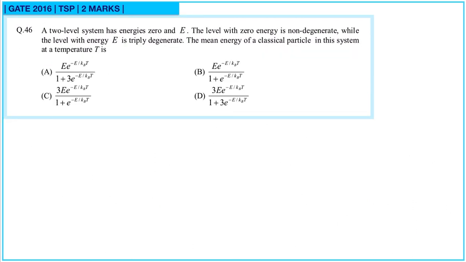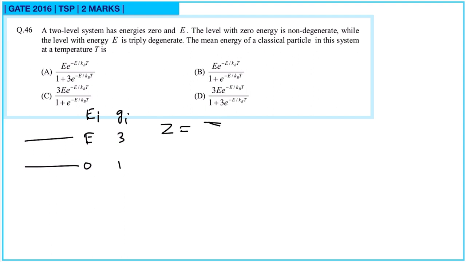Next question. 46. A two-level system has energies 0 and E. The level with 0 energy is non-degenerate. We have 0 with degeneracy 1, while the level with energy E is triply degenerate. So this is Ei and this is Gi. The mean energy of a classical particle in this system is.